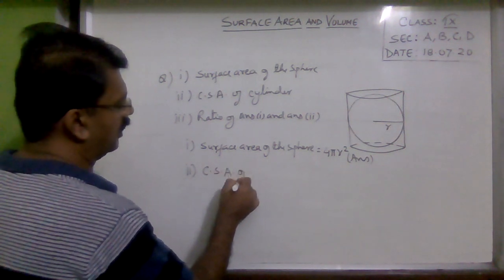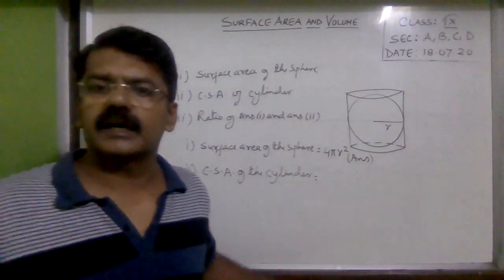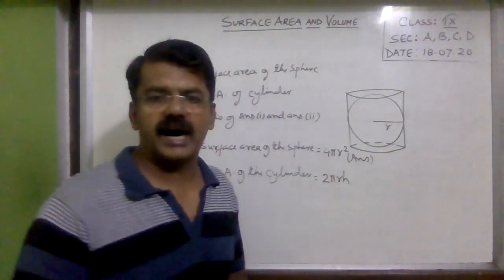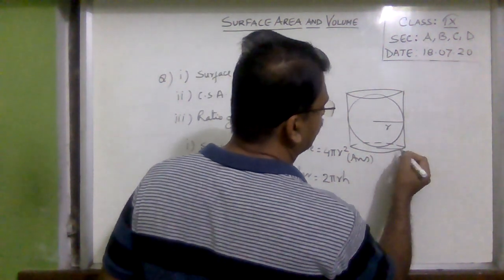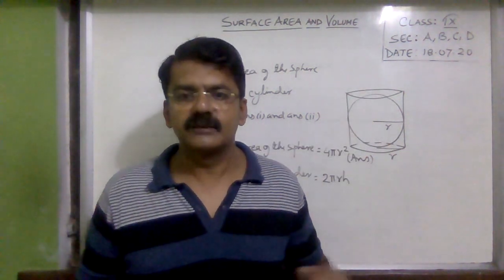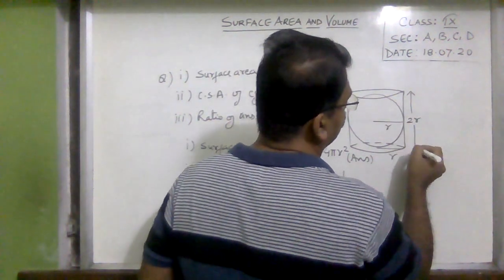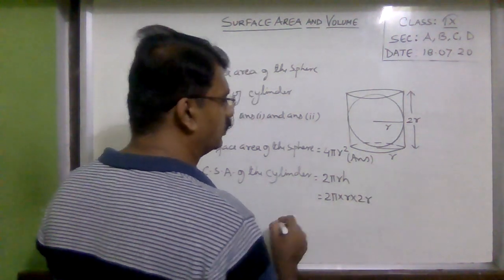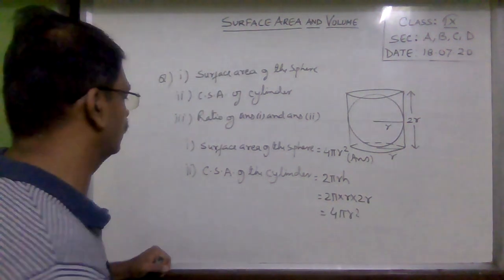curved surface area of the cylinder. Now the curved surface area of a cylinder is given by 2 pi rh, where r is the radius of the cylinder and h is the height. Definitely when the radius of the sphere is r, then the radius of the cylinder will also be r. Now what about the height? Now see, this is nothing but the diameter of the sphere, and the diameter of the sphere is 2r, so the height of the cylinder here will be equal to 2r. That means it is 2 pi r, and in place of h you will write 2r. So it is 4 pi r square. 2 into 2 is 4 pi r square.